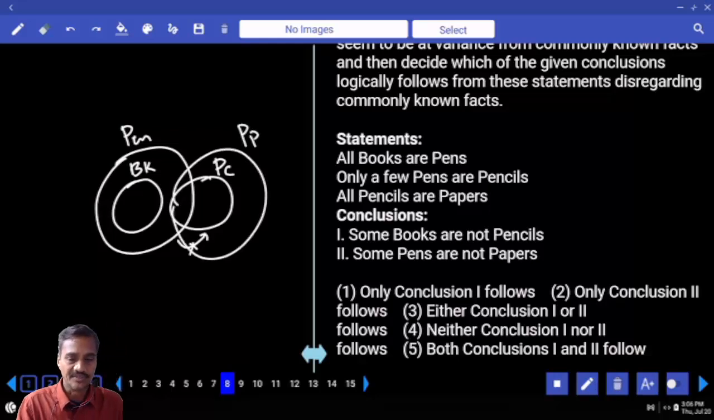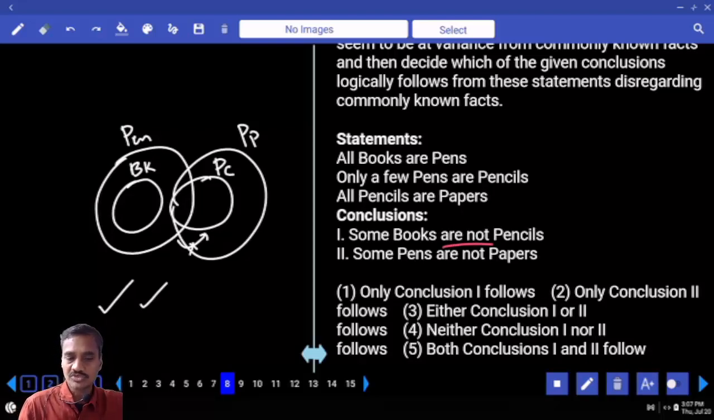Isn't it? Then first one, some books are not pencils, that is definitely true as of now. And some pens are not papers, and that is also true. Then to make this one false, I need to prove all books are pencils. Now tell me, is it possible to prove like that or not?